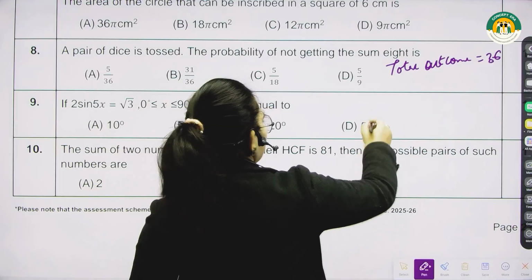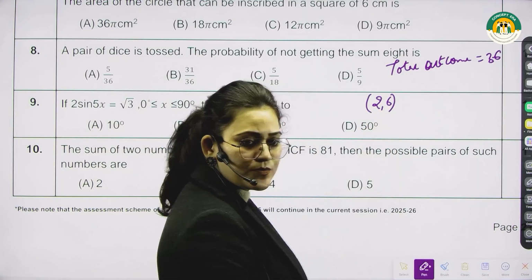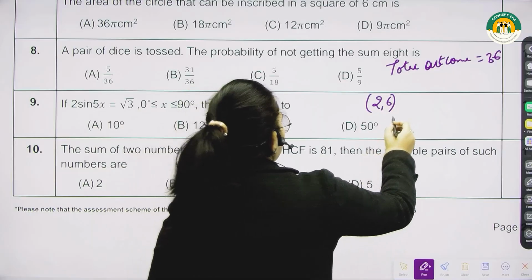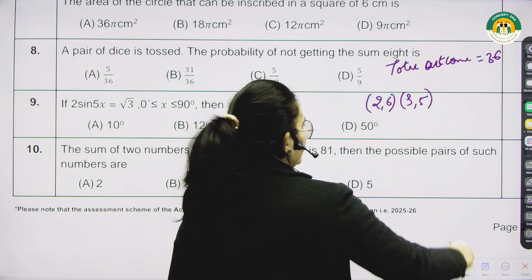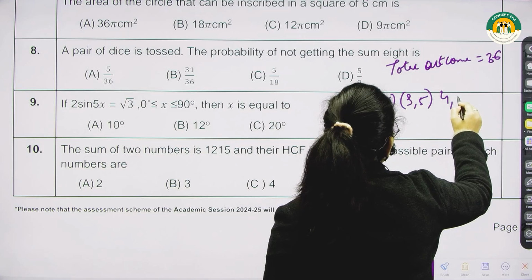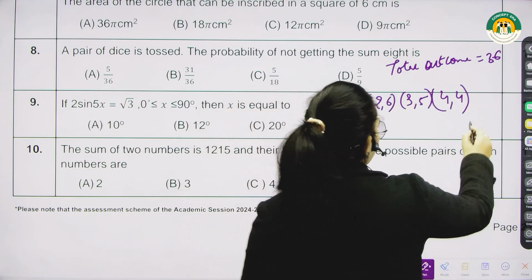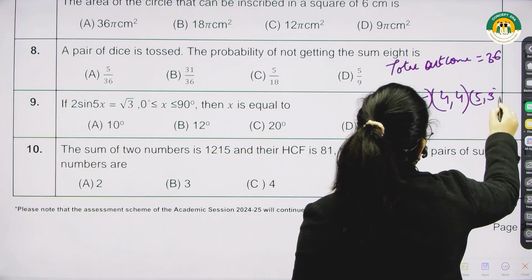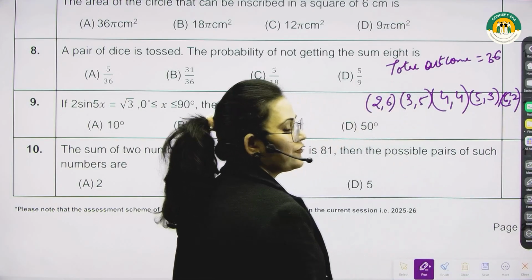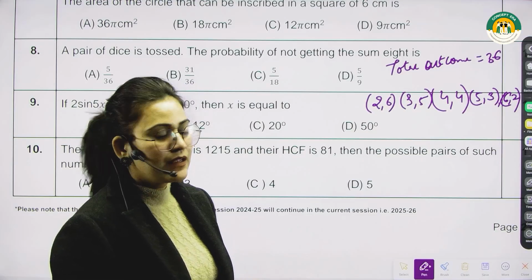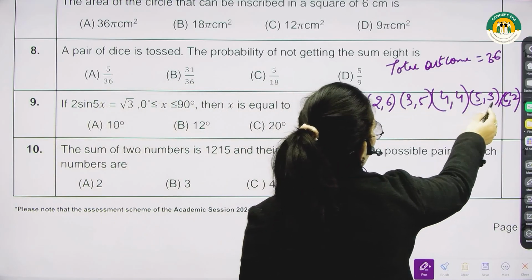The second option comes in the second line, 2, 6. This is the option. The third option comes, 3, 5 in the third line. Next, 4, 4. In the fifth line 5, 3, and the sixth one is 6, 2. These are the 5 options whose sum is 8. So how many are there? 1, 2, 3, 4, 5.